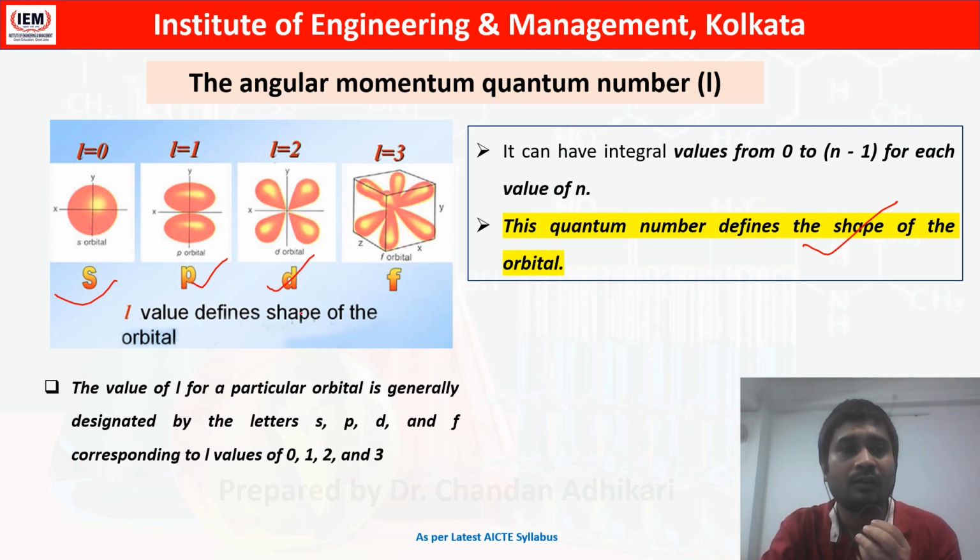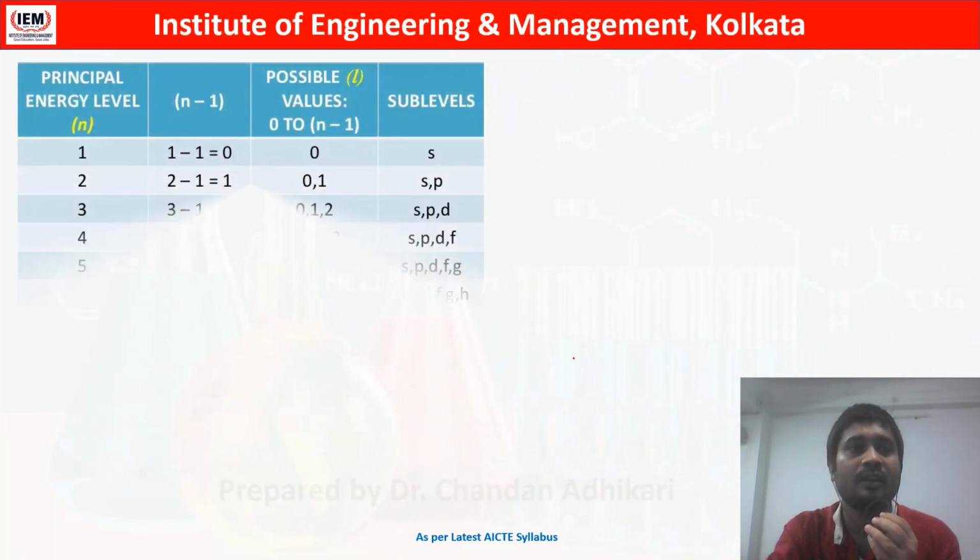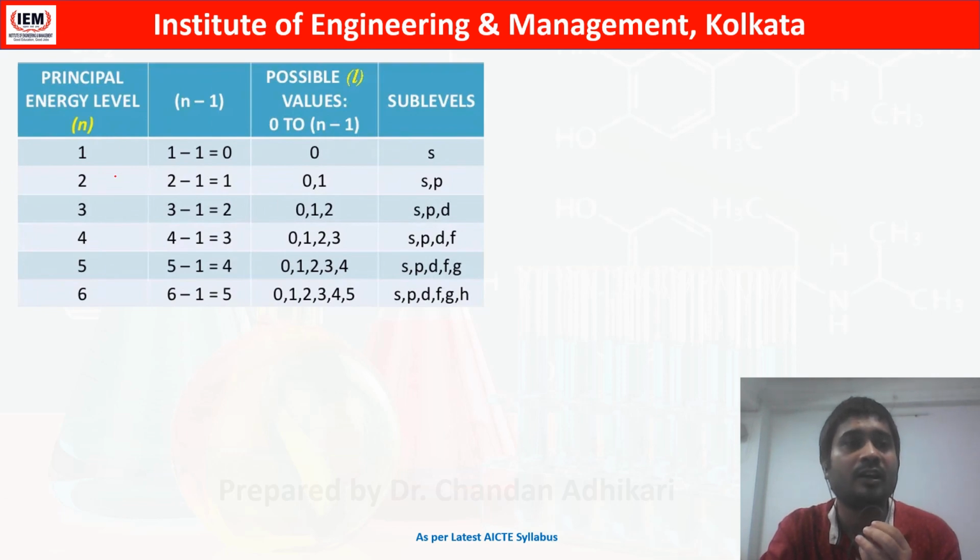And for specific values of n, l can have 0 to n minus 1. So how to explain that? Let us take an example and you will be able to understand. Let us take n equals 1. So if n equals 1, what will be the value of l? It will have 0 to n minus 1. So n minus 1 equals 0, so it will have 0, only one value. If n equals 2, then what will be the value of l? 0 to n minus 1. So n minus 1 is 1, so 0 and 1.